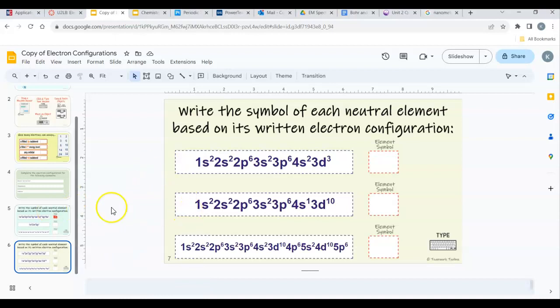Okay, so this one is the exact same as the green one. You're just using the position to identify the element. You can double check by adding up the superscripts to give you the atomic number.